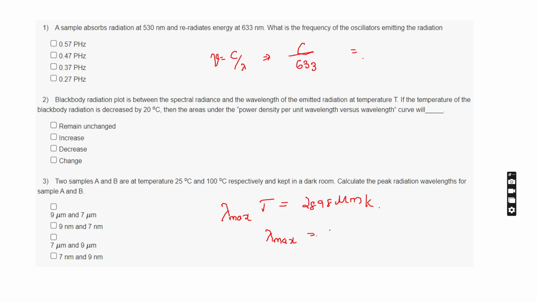I couldn't understand that formula. Can you explain it? This formula, lambda max T is equal to 2898 micrometer Kelvin, is the formula for calculating the peak wavelength for black body radiation. The question asks for the peak radiation wavelength at the corresponding temperatures, so convert the temperatures into Kelvin, substitute here, and you will get the answer.